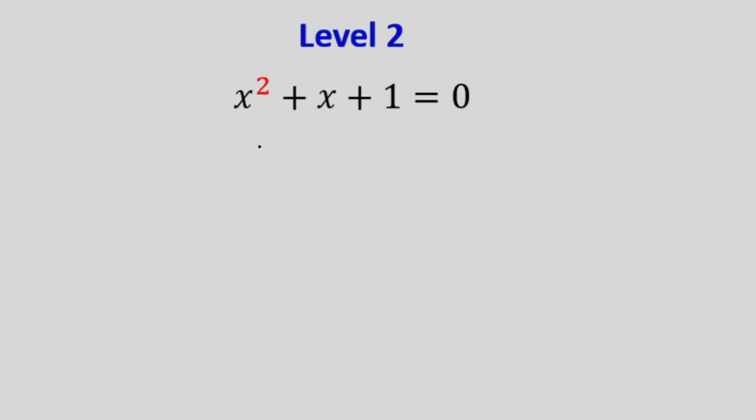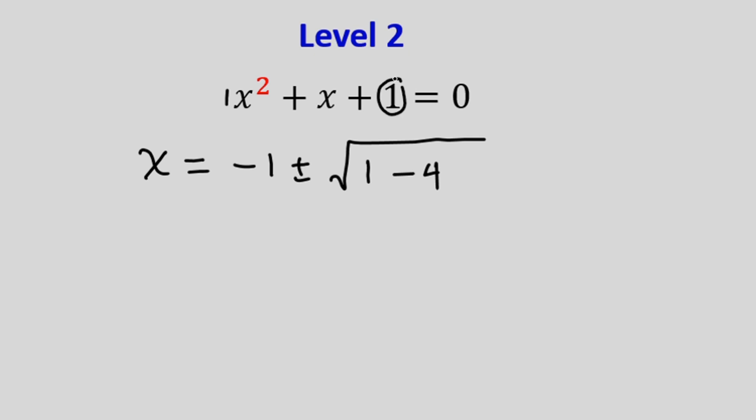Level 2. Okay, so with this level, we have to make use of the quadratic formula. That is, x is equal to minus b, where b is the coefficient of x, which is 1, then plus or minus square root of b squared. So in this case, we're going to have 1 squared, which is 1, minus 4 times a, where a is the coefficient of x squared, which is 1, then times c, where c is the constant, which is also 1. So we're going to have minus 4, then all divided by 2 times a, where a is also 1.